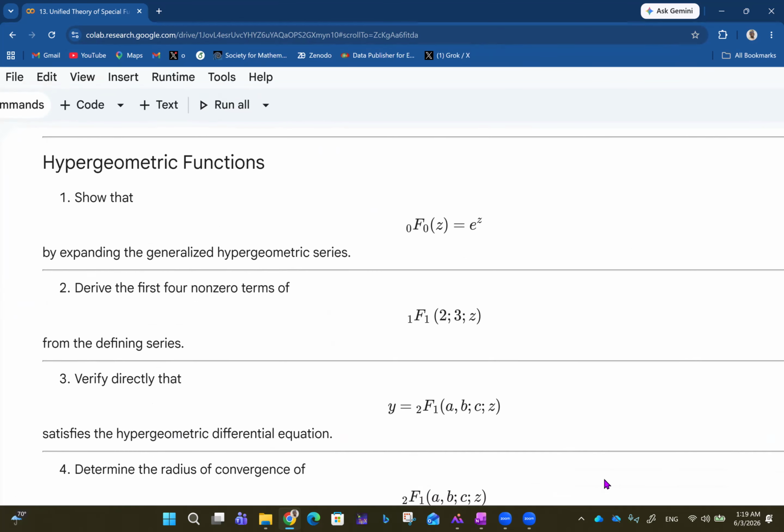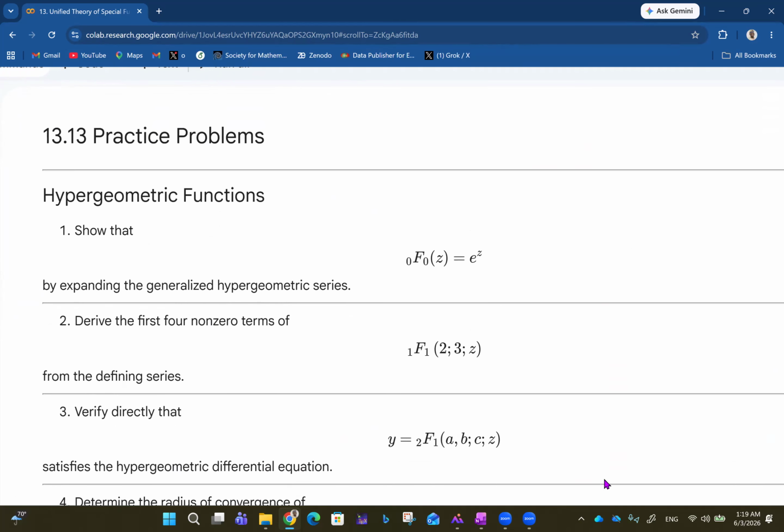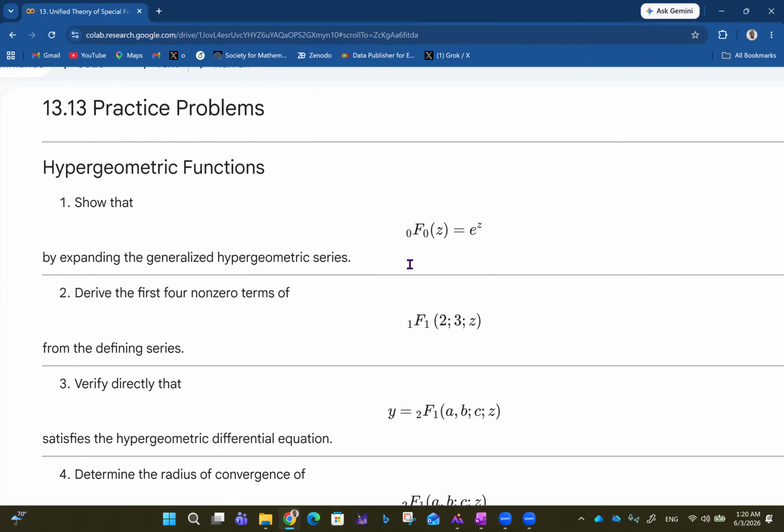Then we come to our practice problems. So you have the hypergeometric functions. You want to show that 0F0 of z is simply the same thing as e raised to the power z. I mean, we've seen that a lot, talking about everything we've been doing here so far. So then, I'll just flash the questions and then we start taking them one after the other.